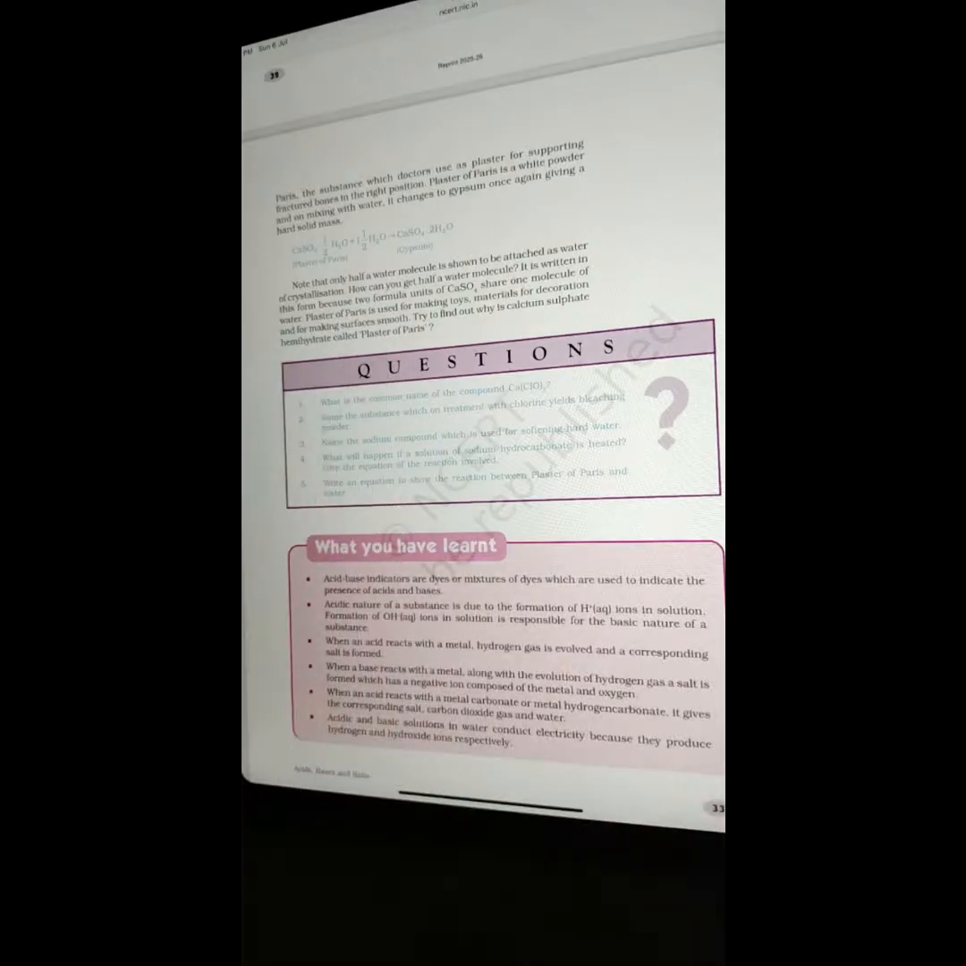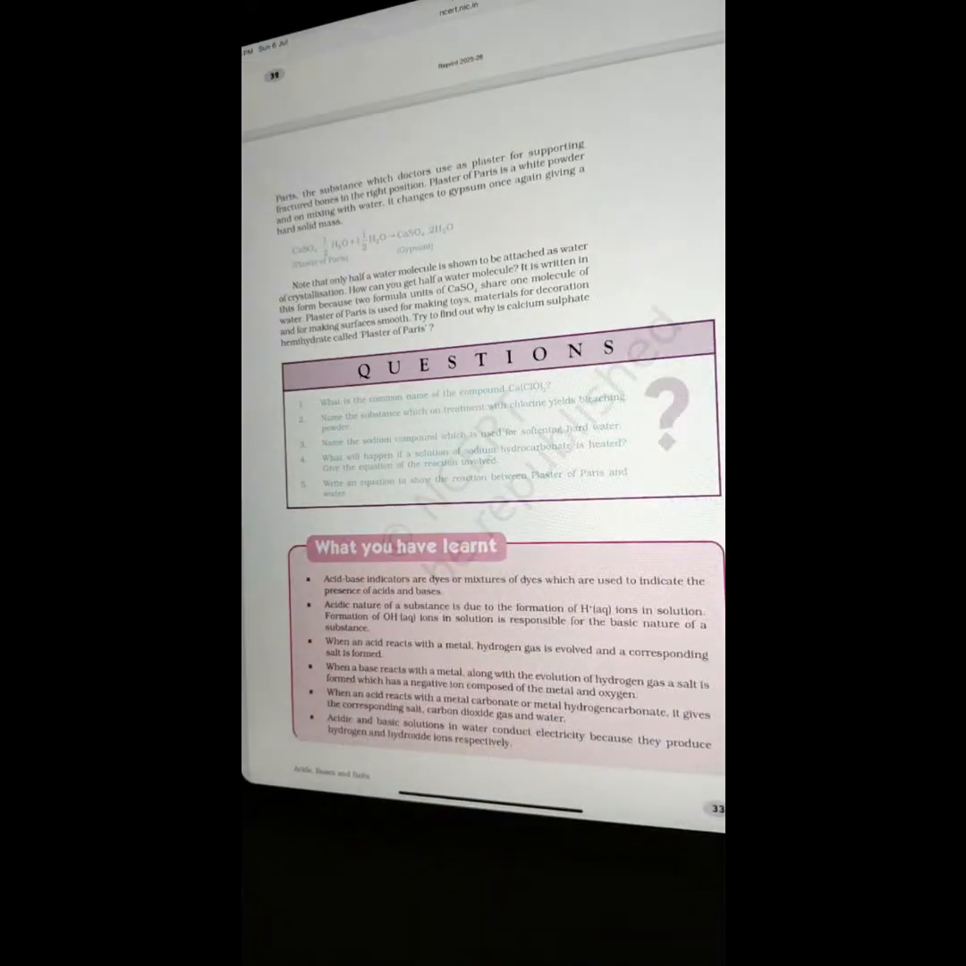How can you get half a water molecule? It is written in this form because two formula units of CaSO4 share one molecule of water. Plaster of Paris is used for making toys, materials for decoration, and also for making surfaces smooth. Try to find out why calcium sulfate hemihydrate is called plaster of Paris.